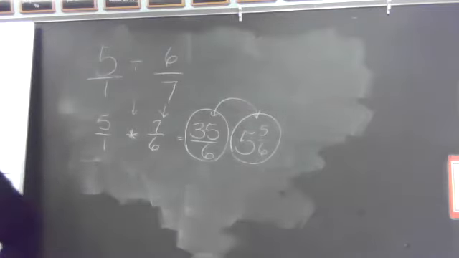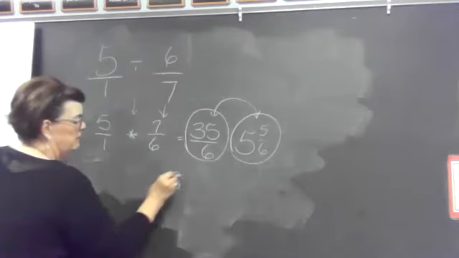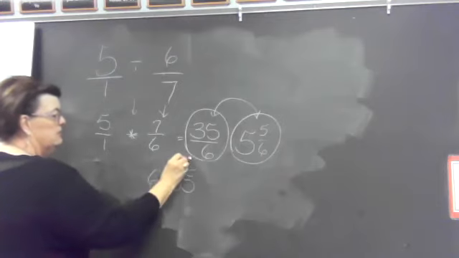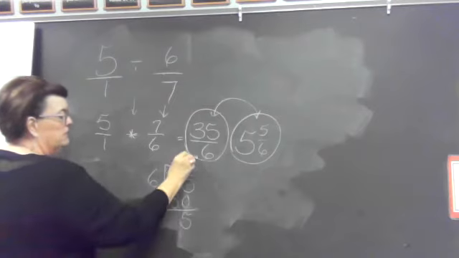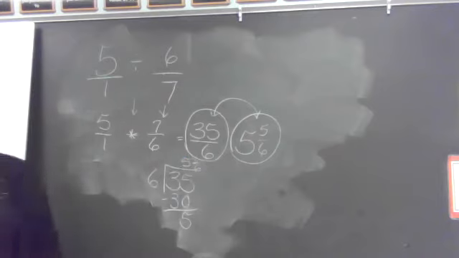Any questions on that one? How did you get 5 and 5/6? Because I took 35 and I divided it by 6. 6 times 5 is 30. And then my remainder is 5 over the divisor. Okay. Did you get it?